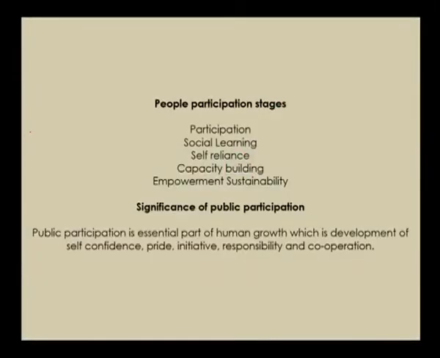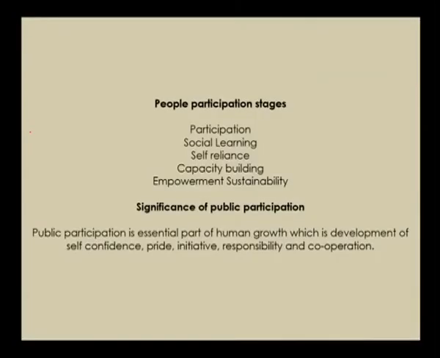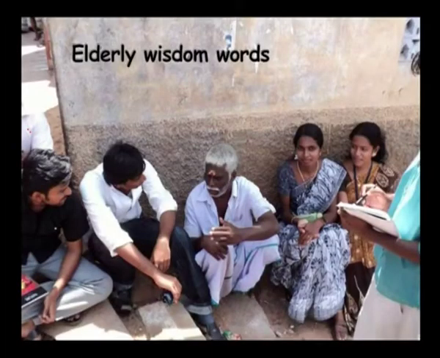People's participation has different stages, starting with participation, social learning, self-reliance, capacity building and empowerment sustainability. So, people are not just involved in learning something, but they learn techniques to build, they learn to empower themselves, they learn to be independent, and they also participate in developing their own communities. The significance of public participation is that it is an essential part of human growth, which promotes self confidence in each one of them, and along with vocational training gives a stronger sense of security to the neighborhood. It starts with elderly wisdom, where a sense of the location's history is taken.